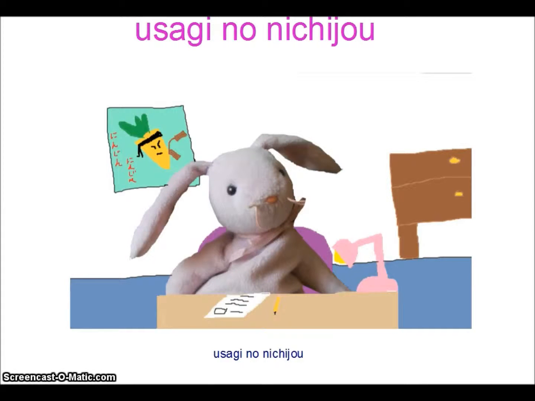So next we have a video called Usagi no Nichijou, which means Rabbit's everyday life. And we're going to watch Rabbit's explanation about what happens to her in her daily life, and she's going to use a variety of verbs. So please pay attention, and I'll ask some questions afterward.